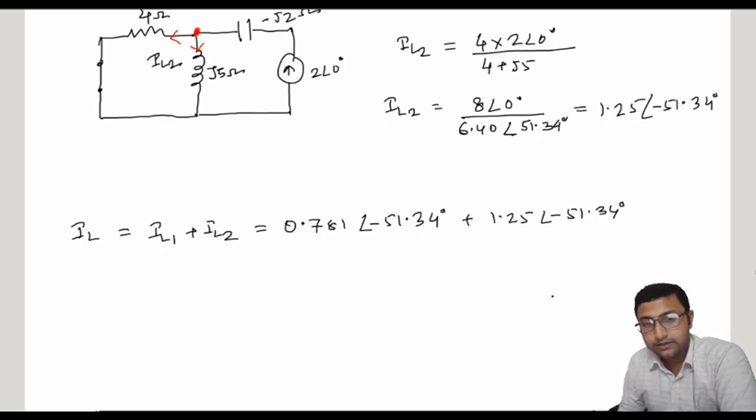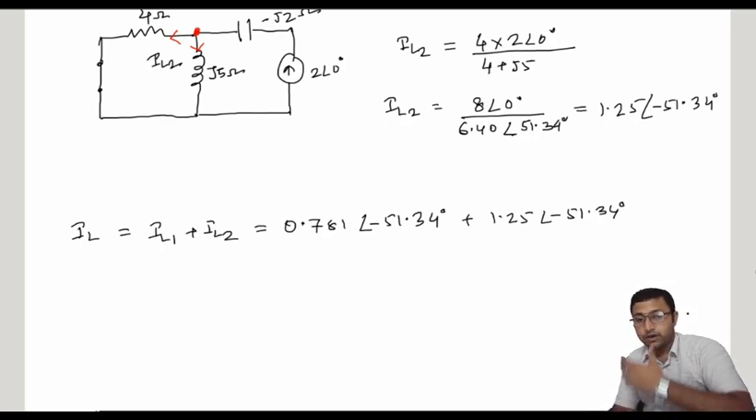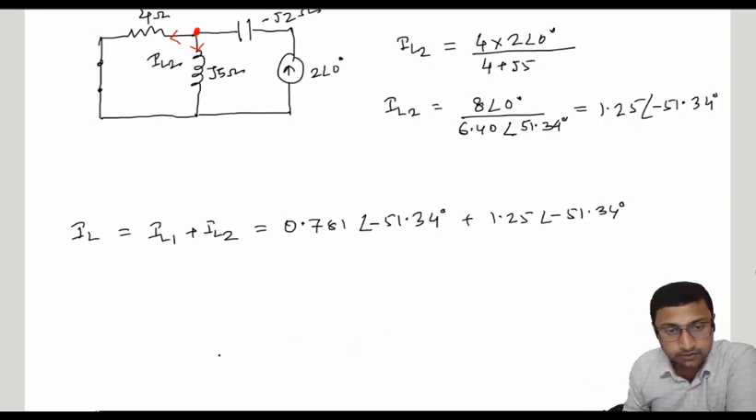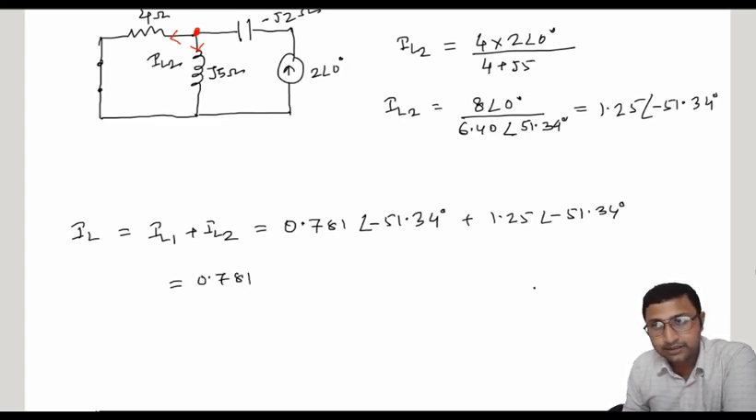Now these two currents are in the polar form, so we cannot add them in the polar form. In the polar form, addition or subtraction is not possible. So we must convert the two currents IL1 and IL2 from the polar form into the Cartesian form. What is the procedure? The procedure is very simple, nothing else. For 0.781, this is R at angle theta, so polar form to Cartesian form is R cos theta plus J sin theta.